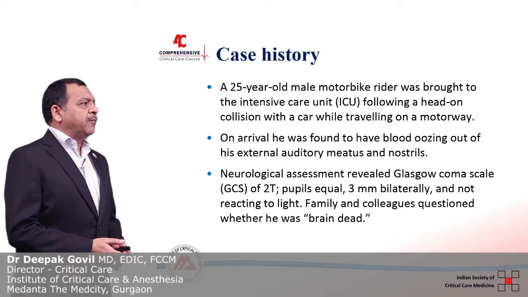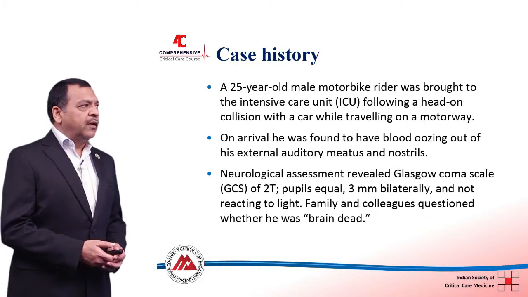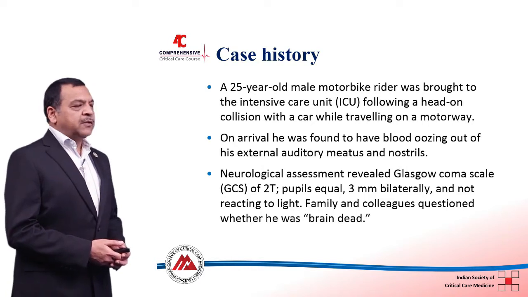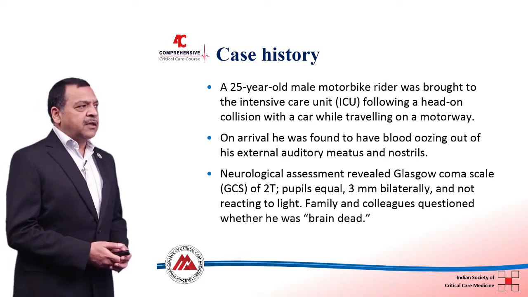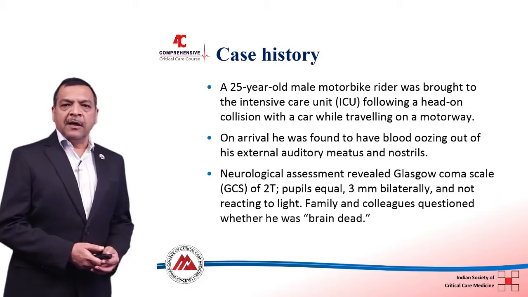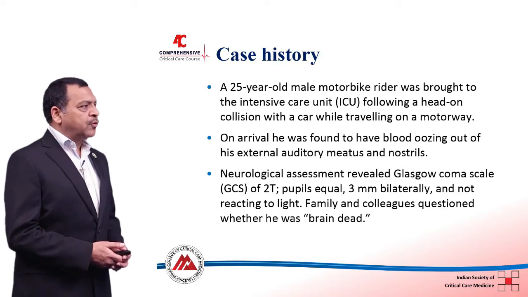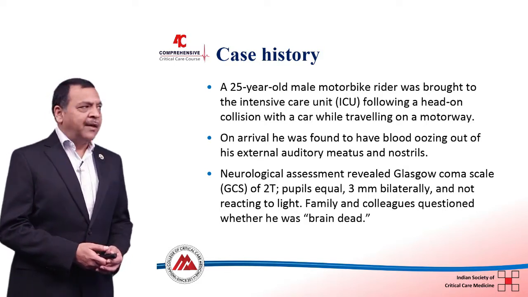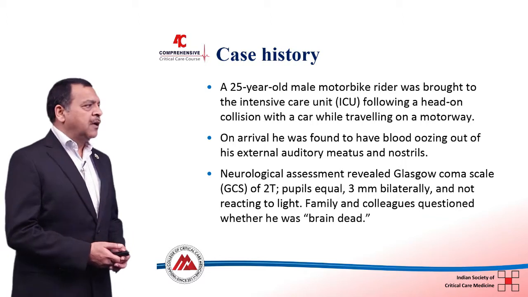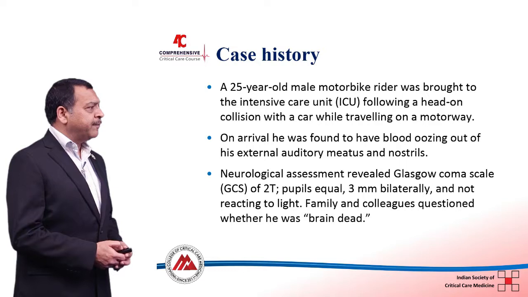A 25-year-old male motorbike rider was brought to the intensive care unit following a head-on collision with a car while traveling on a motorway. On arrival, he was found to have blood oozing out of the external auditory meatus and nostrils. Neurological assessment revealed a Glasgow Coma Scale of 2 plus he was intubated, so 2T. Pupils were equal, 3 mm bilaterally, but not reacting to light. Family and colleagues questioned whether he was brain dead or not.